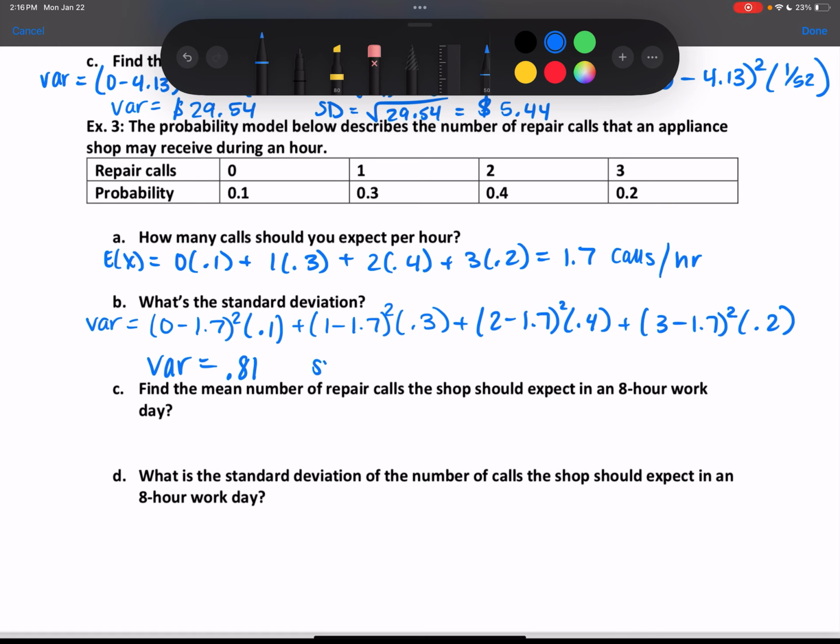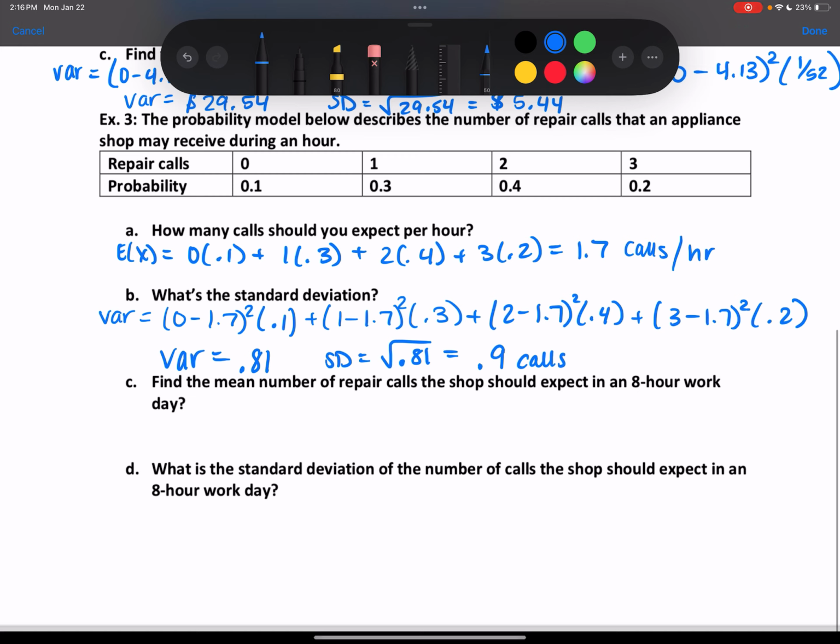So standard deviation is the square root of 0.81, which is 0.9. Let's go. All right, and that's 0.9 calls. So find the mean number of repair calls the shop should expect in an 8-hour workday.